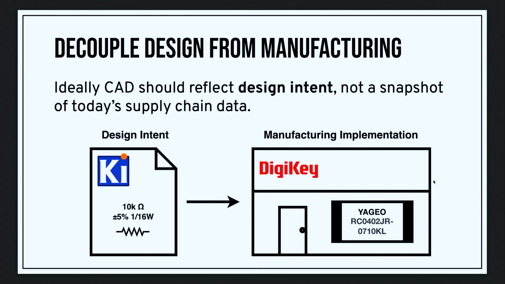So in KiCad, you want to be able to say this design uses a 10K ohm resistor, plus or minus 5% tolerance, and so on. And then when you actually go to build that board, you want to be able to say that that part is actually going to be built with a Yageo resistor with this part number, and we're going to purchase it from DigiKey or another distributor.